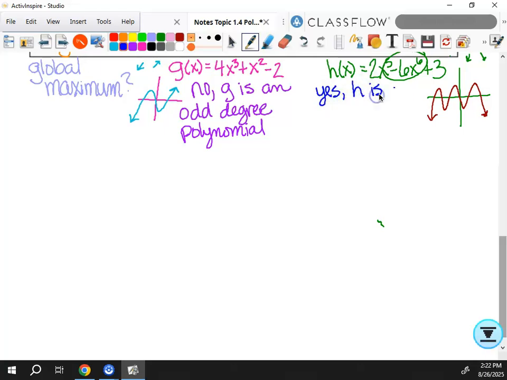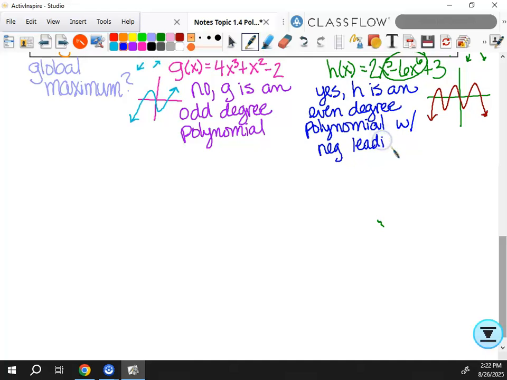So we are going to say yes, h is an even degree polynomial. Now, just saying it's an even degree guarantees that I have a maximum or minimum. What makes it specifically a maximum is that it has a negative leading coefficient. That's how you distinguish between which one you have. Is it opening up or is it opening down?